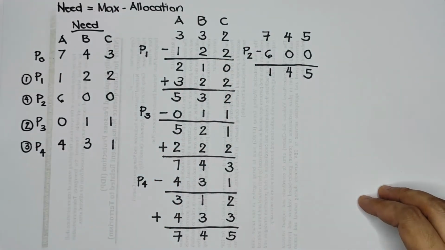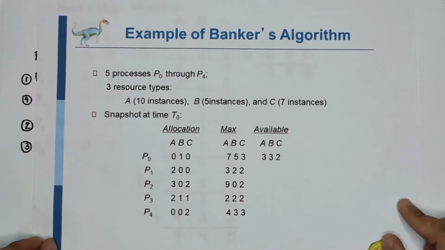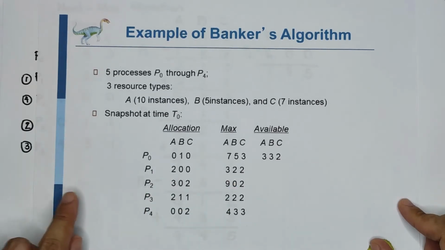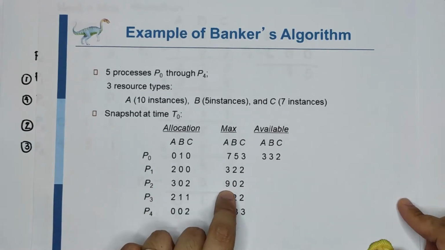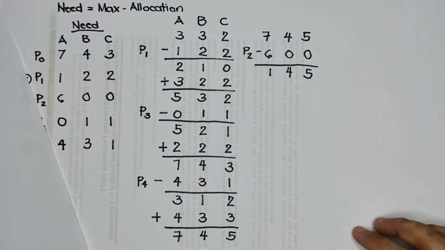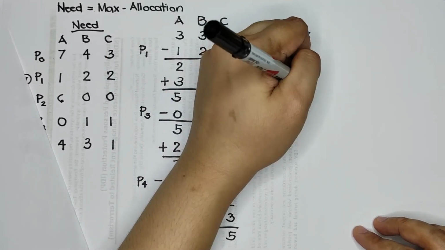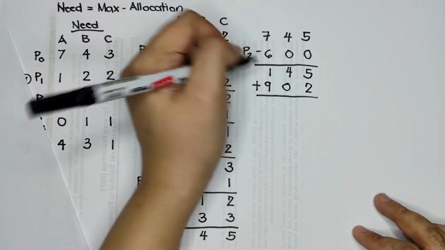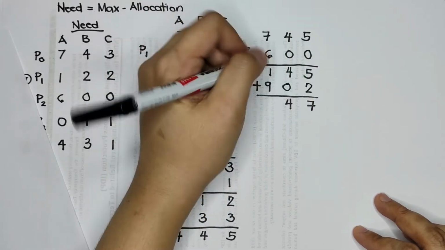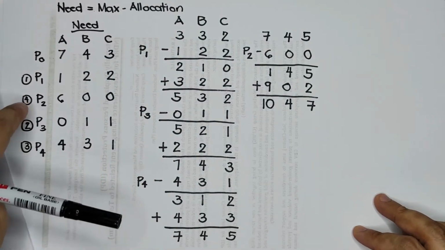Okay. Then after p sub 2 has finished execution, we have to return. Okay, p sub 2, we have to return the maximum, which is 9, 0, 2. Okay, so we are going to add 9, 0, 2. So we have 5 plus 2 is 7. 4 plus 0 is 4. And then 1 plus 9 is equal to 10. So already finished with p sub 2.